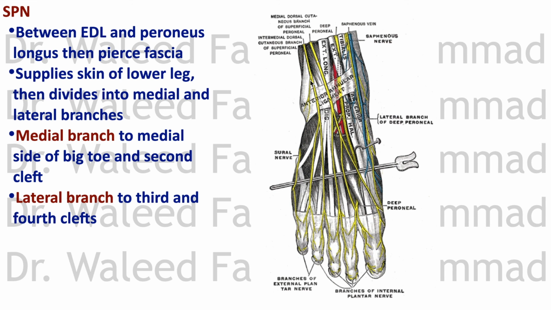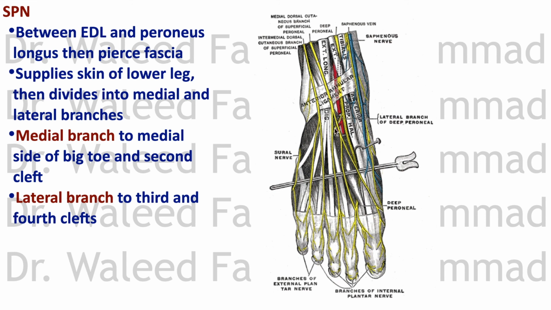Pay attention to this. In American books, they name it this way: intermediate cutaneous nerve and medial cutaneous nerve. So what's the lateral cutaneous nerve? It is the sural nerve. So the lateral dorsal cutaneous nerve is the sural nerve, which is not a branch, of course, of the superficial peroneal, but the medial dorsal cutaneous nerve and the intermediate dorsal cutaneous nerve are branches of the superficial peroneal.